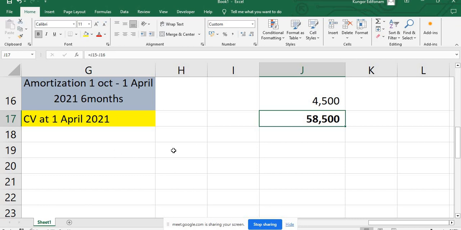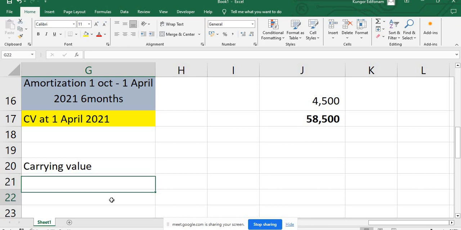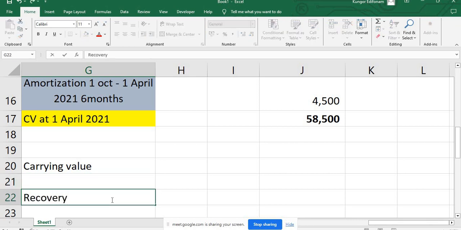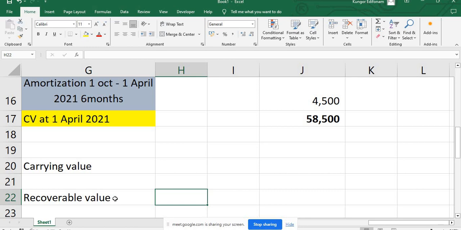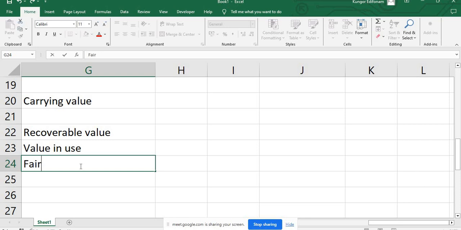Okay, so having established that, in testing for impairment, we have what we call the carrying value. We have what we call the recoverable value. So recoverable value, as the word explains itself, recoverable. What value will your asset be recovered? And then the recoverable value has two components. The first component is value in use. I'm sure you're familiar with it. And then the next one is your fair value less cost to sell.